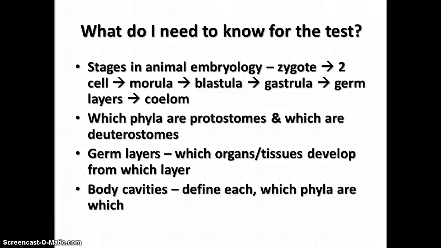On the body cavities, you need to be able to define each type of body cavity formation. That's the acoelomate, the pseudocoelomate, and the true coelomate, and know which phyla are which. One thing that will help you tremendously is looking in that packet at the page that has the notes on the 3 worms, because the 3 different phyla of worms describe the 3 different body plans as far as body cavities go. The flatworms are acoelomates, the roundworms are pseudocoelomates, and the annelids are true coelomates.